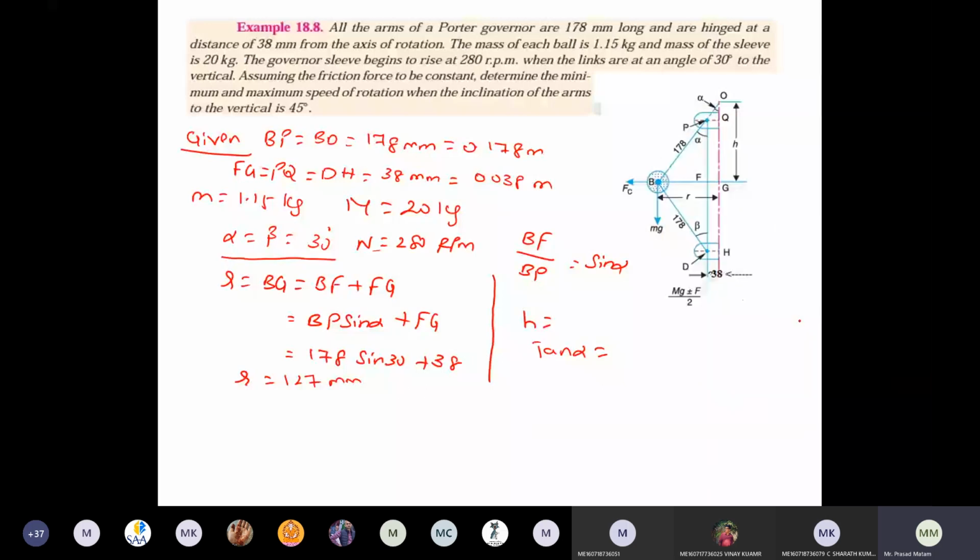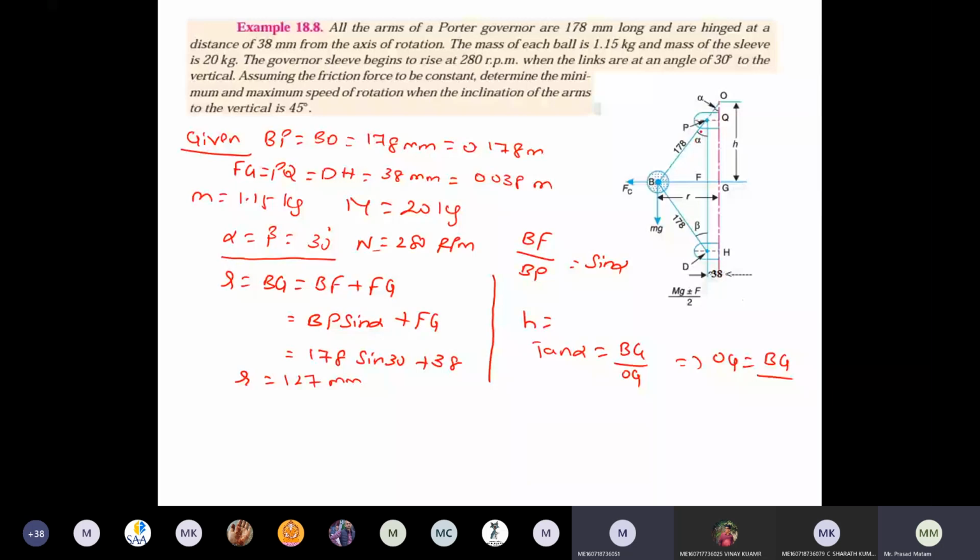Tan alpha is equal to BG by OG, right? Sir, one more thing. Is the arm of the governor from B to O, or B to P? BP or arm BO? It is BP only, it is extended. You can see the point where it is fixed. This is the axis of rotation, but this is fixed. The arm of the governor is located at a distance of 40 mm away from the axis of rotation. Got it? Then BP is the arm of the governor.